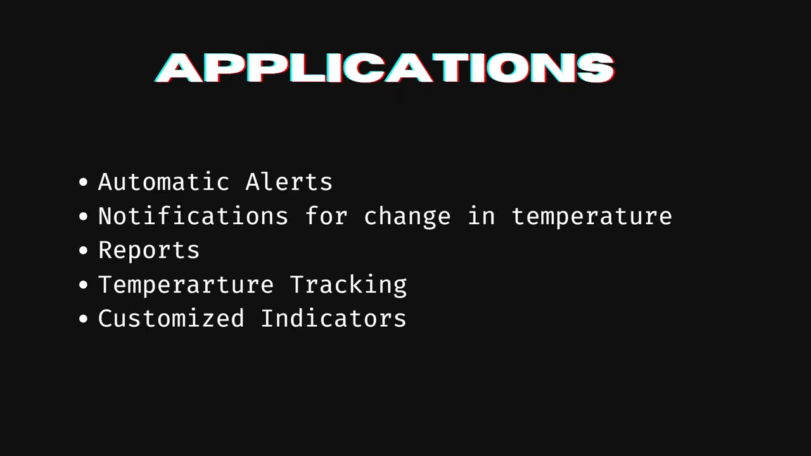And what are the applications of a temperature alert system? It will give automatic alerts based on the temperature, because if we need to do it manually, then we need to continuously check, and it will be very difficult for us to observe at all times. And notifications for changing temperature: it will give notifications if the temperature changes are very high, like suppose it is going from very minimum to very high, then it will give notifications in that case. And we can have reports which are useful for our analytics.